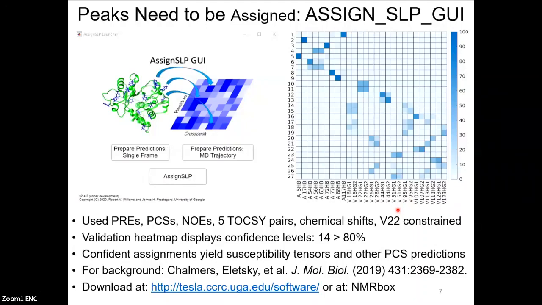So the dark blue squares here are actually 95% confidence levels. And there's quite a number of them. Some of them we can check. For example, this one is a pair of valine methyls on valine 44. For several of the valines, we've done mutational assignments, and we know that one is absolutely correct.